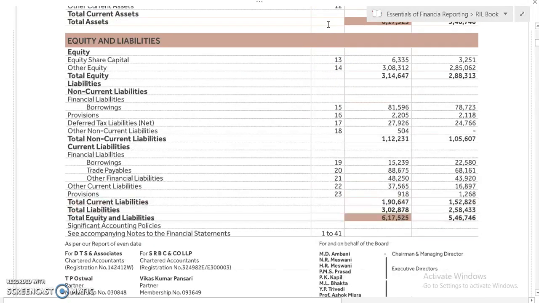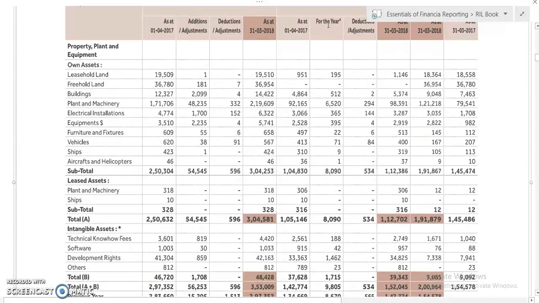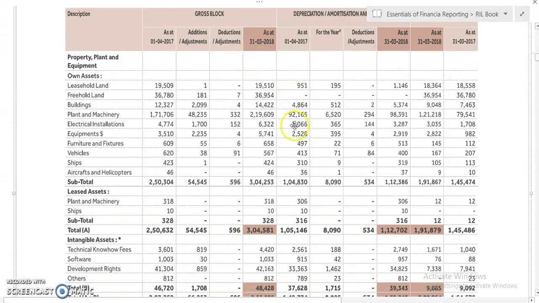So let's look at schedule 1. What does it say here? Here are the property, plant and equipment. In this schedule you will see that there are 3 blocks: gross block, depreciation, and what is called net book value. The gross block means whatever we paid to buy these assets.